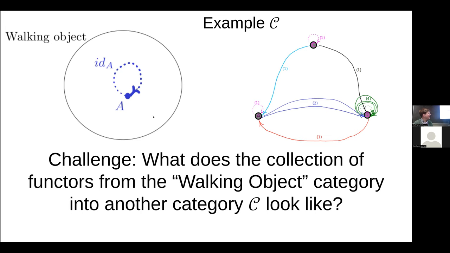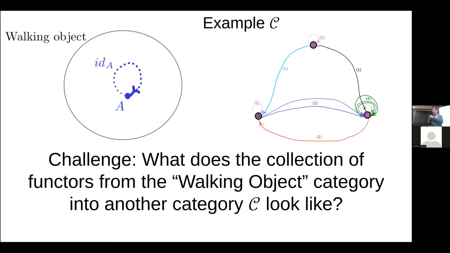So I want to ask, if we map this into this category on the right here. I picked this without privileging, looking for an arbitrary category, one which had arrows in multiple directions, some objects that had arrows between both directions, and some that had multiple self-arrows. So if you were to map from this category on the left, the walking object, to the right, how many distinct functors are there mapping from the left to the category on the right?